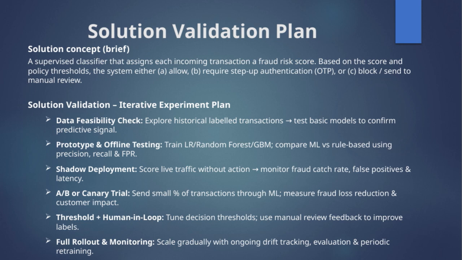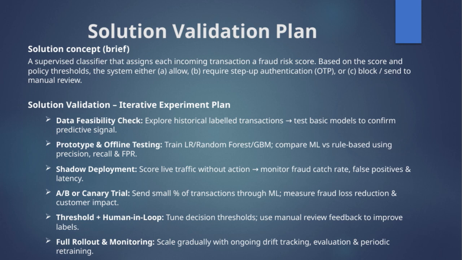After that, we perform shadow deployment, where we score live traffic without actually taking action. This helps us monitor key metrics such as the fraud catch rate, false positives, and latency, ensuring the system's performance in real-time conditions. Following that, we can conduct A/B testing or a canary trial by routing a small percentage of transactions through the machine learning system. This allows us to measure the actual reduction in fraud loss and observe any impacts on the customer experience.